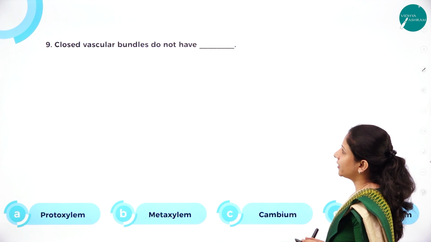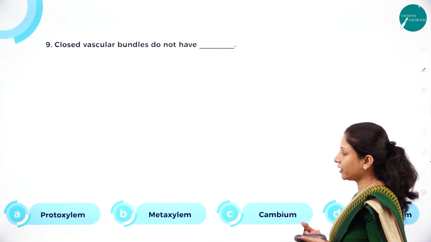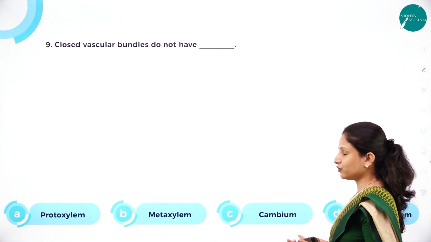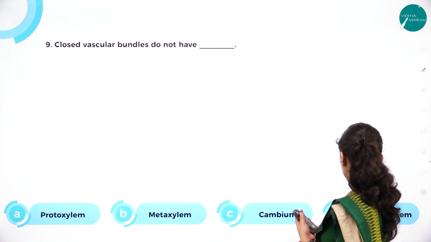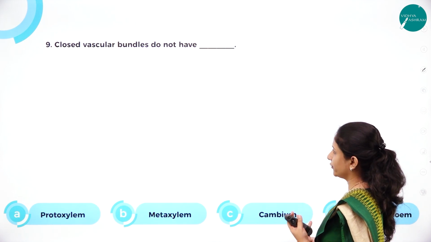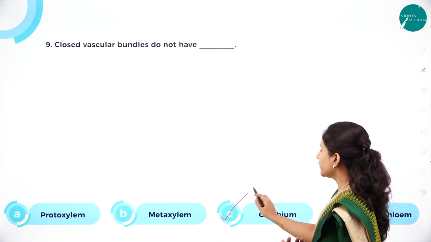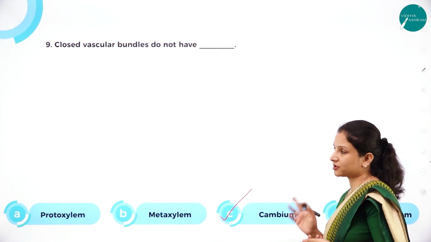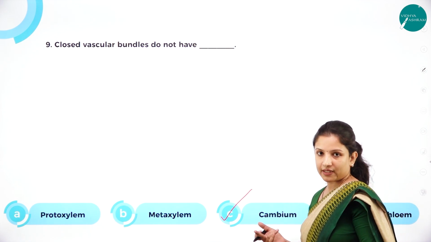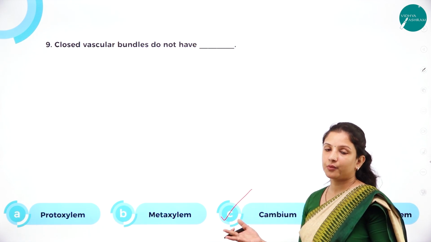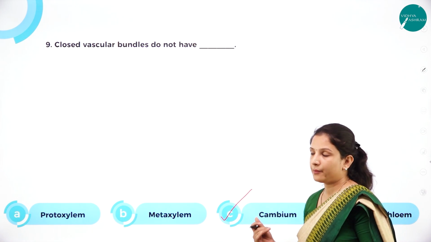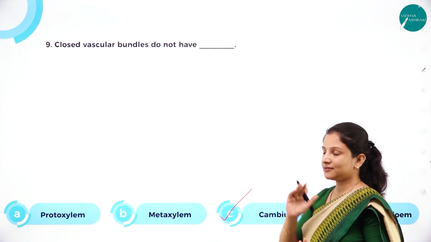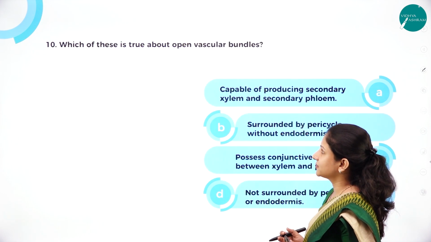Closed vascular bundles do not have what? They do not have protoxylem. They do not have metaxylem. Of course, they have the xylem. They do not have protophloem. They do not have cambium, because the cambium ring is present only in open vascular bundles, not in closed conjoint vascular bundles. In closed conjoint vascular bundles, there is no cambium ring between the phloem and the xylem. Option C is the right answer here.